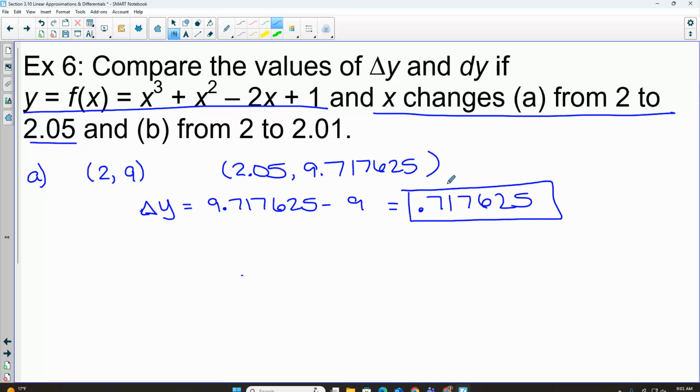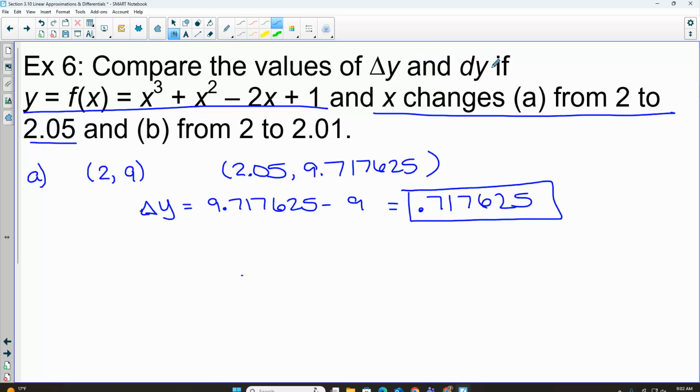Could change in y be negative? Yeah, if it were going down. So that's why we don't necessarily do the bigger minus the smallest. We do the ending minus the beginning. All right. That's my change in y.